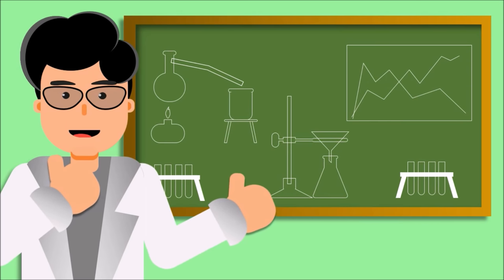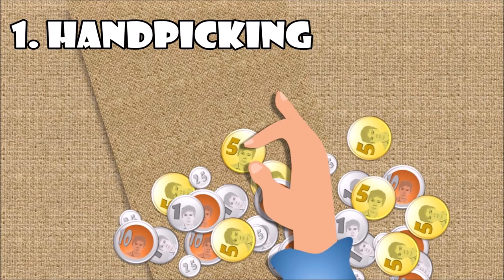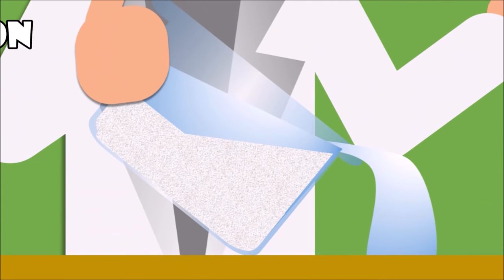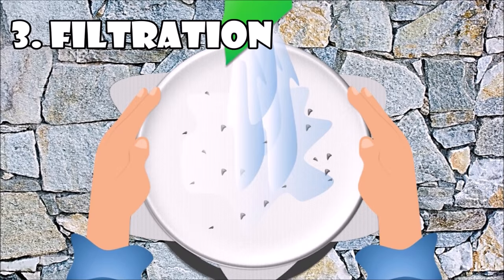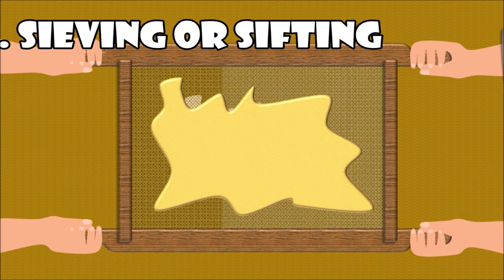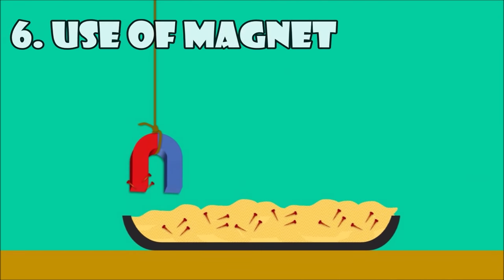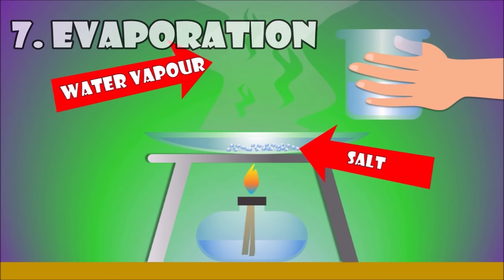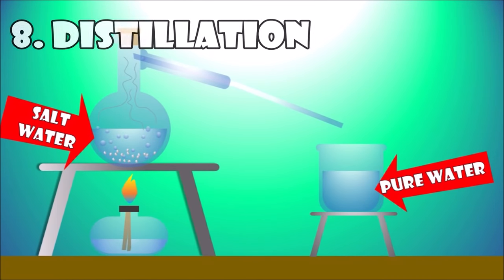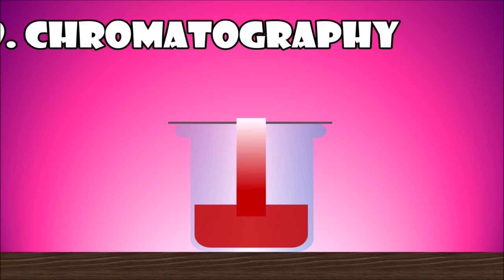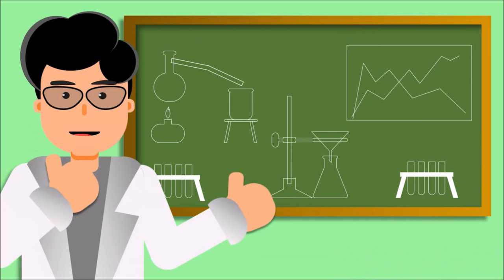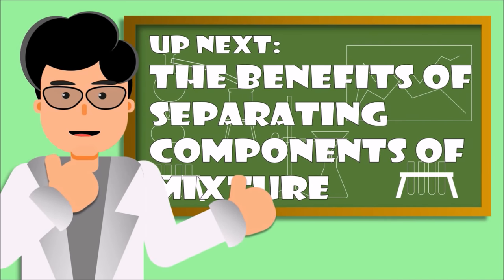Now, let's recap the different ways of separating components of mixtures. Number 1, hand picking. Number 2, decantation. Number 3, filtration. Number 4, sieving or sifting. Number 5, winnowing. Number 6, use of magnets. Number 7, evaporation. Number 8, distillation. And number 9, chromatography. Now you know the different ways of separating components of mixtures. Check out the next video lesson about the benefits of separating mixtures.